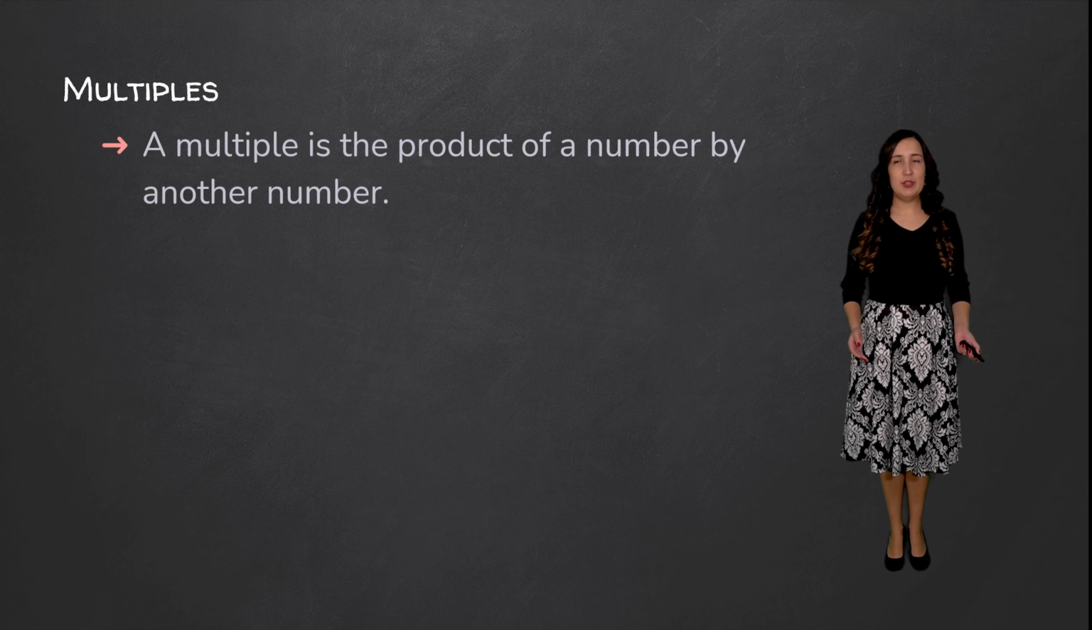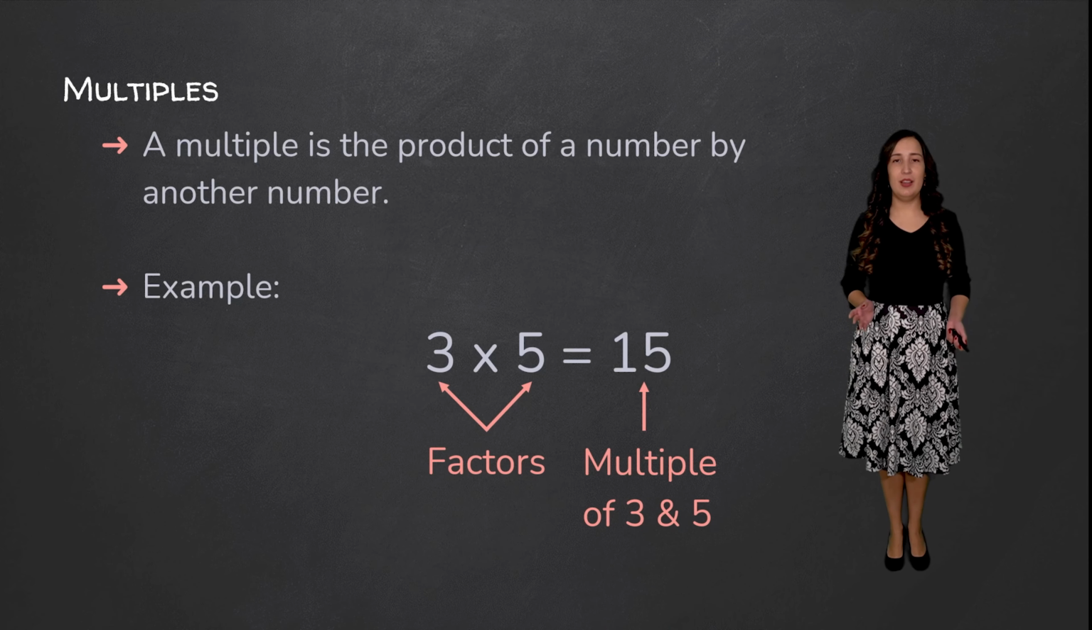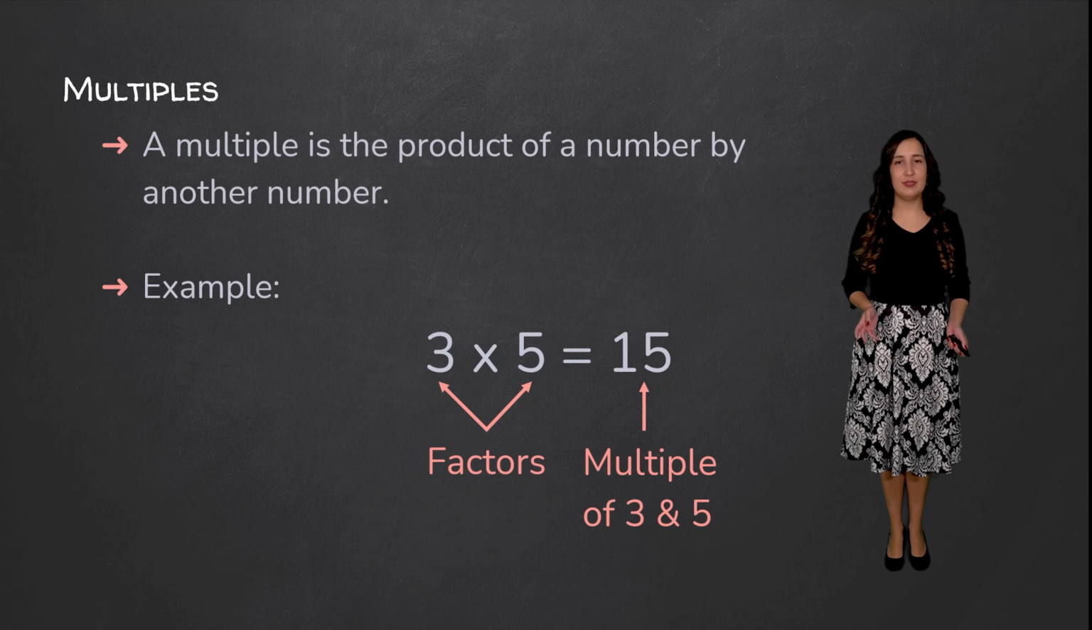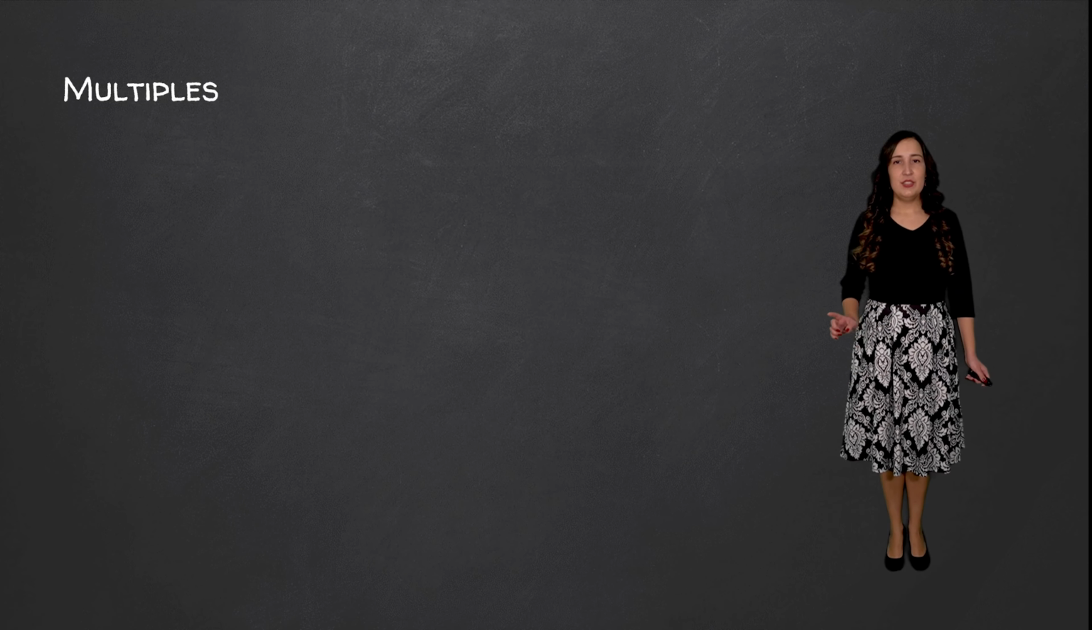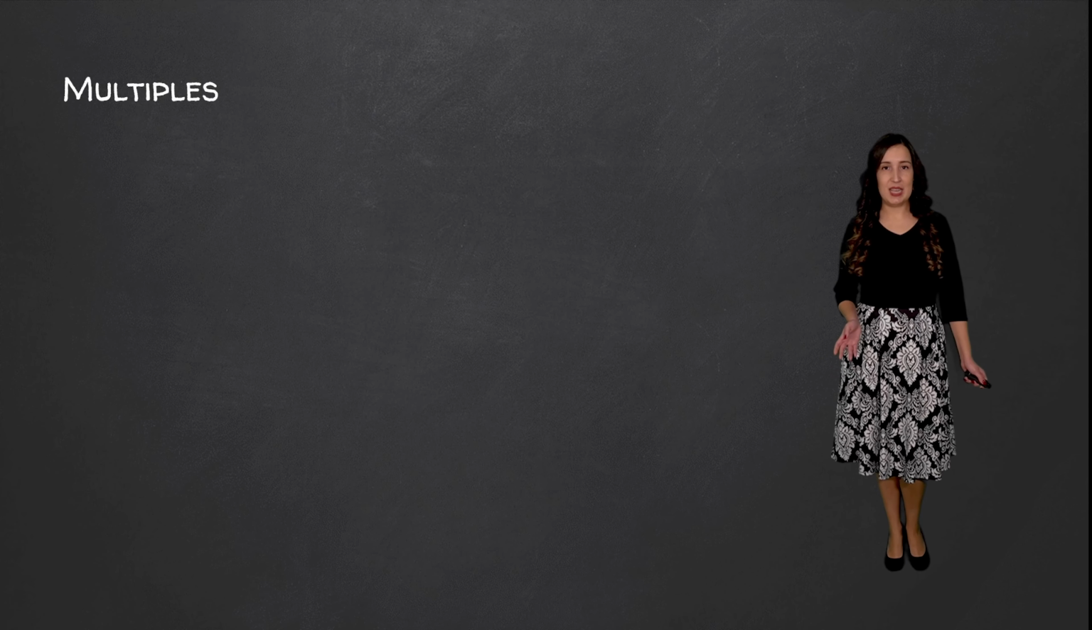A multiple is the product of a number by another number. Here we have an example. 3 times 5, the 3 and the 5 are factors, and 15 is a multiple of 3 and 5. So we're going to talk a little bit more in depth about multiples and do some examples.